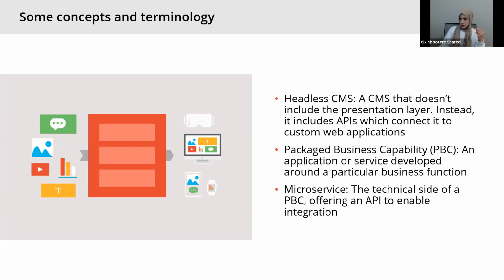Another terminology is packaged business capabilities, and those are applications or services developed around a particular business function. Examples of these are content management systems, analytics, optimization, search, marketing automation. And these are the building blocks of a composable DXP. A microservice is a technical side of a packaged business capability, which offers an API to enable integration.